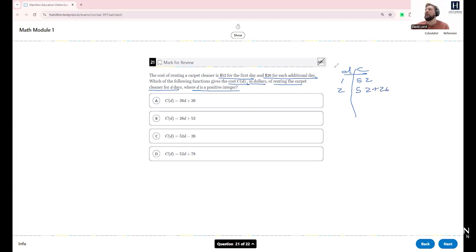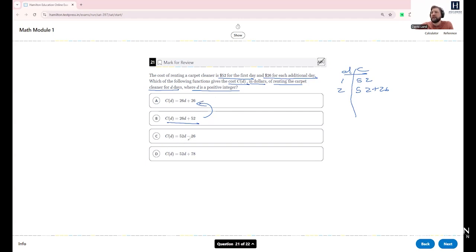Looking at the models, you may be tempted to pick B right away because it has the y-intercept, the starting amount of 52, and it has the rate of 26. Unfortunately, that's going to lead you astray, because if we plug in 1 for D in B, the cost would be $78, not 52. So the actual correct answer is going up 1. This one doesn't look originally correct, but try plugging some of the days in. If we plug in 1, we get 52. We plug in 2, we get 78, which is exactly what we want.